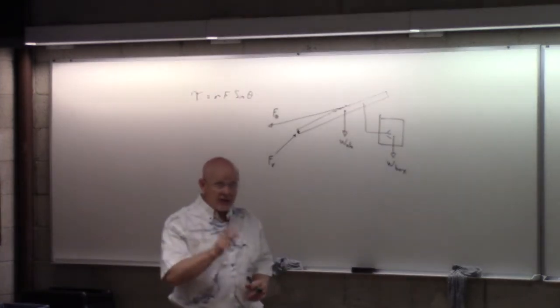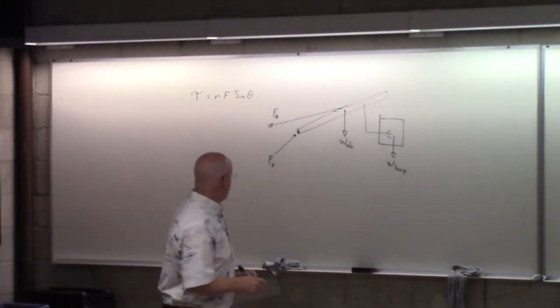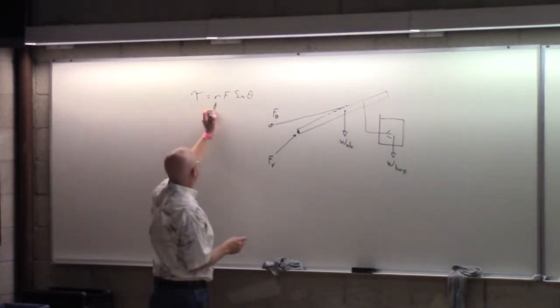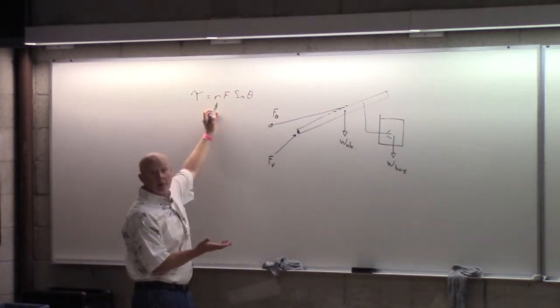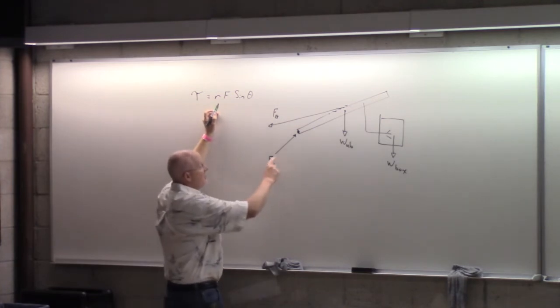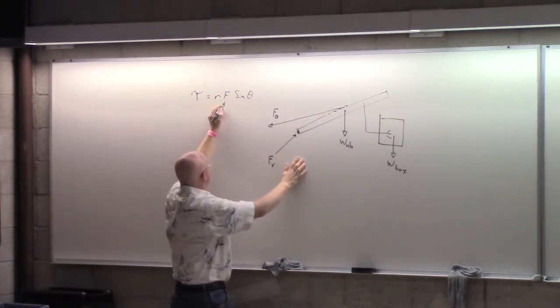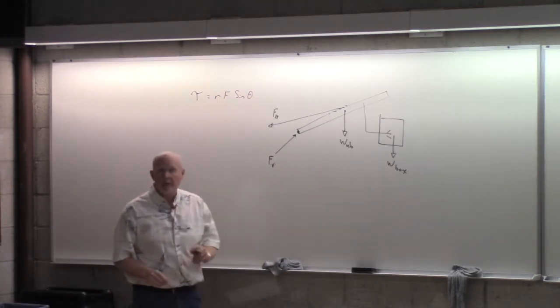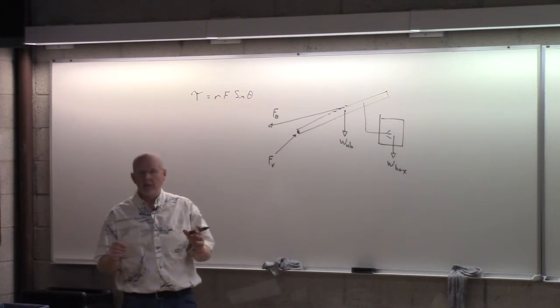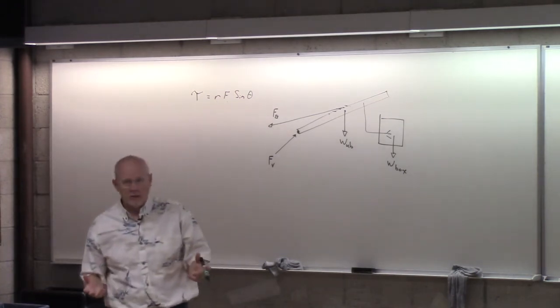But you're going to see that in a lot of problems here because, remember, the torque has this factor of R. And so in this problem, the force between the hip bone and the vertebrae might be a big number, but the distance is zero. And so it doesn't pivot it at all.